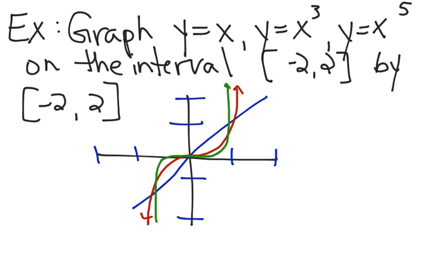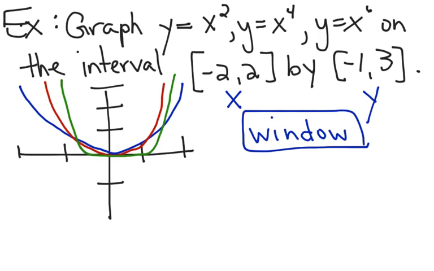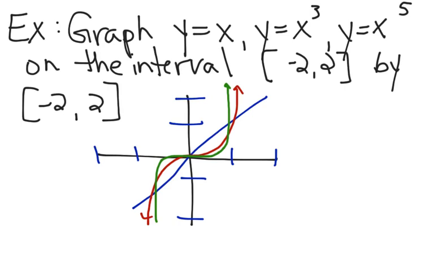Now I want you to think about the difference between what these graphs looked like when the exponents were even and what they looked like when they were odd. When they were even, they all pretty much looked quadratic, didn't they? That's kind of interesting. Both ends of the graph were going up. When we use the odd integers for the exponents, one side of the graph was going up and one side of the graph was going down. Keep that in the back of your mind for a little bit.